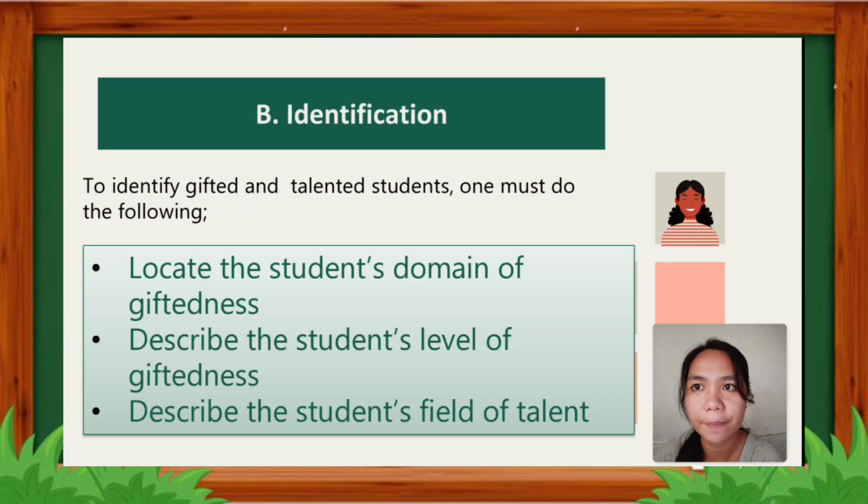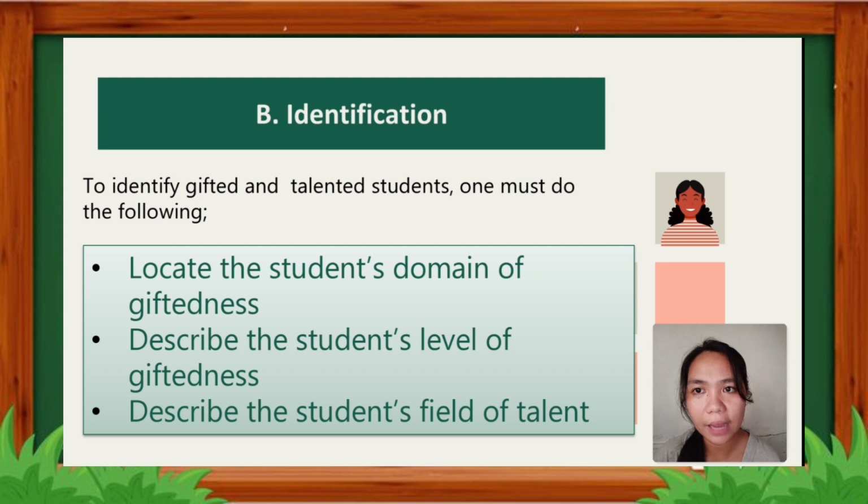Next is the identification. To identify the gifted and talented students, one must do the following. First is to locate the student's domain of giftedness. The domains of giftedness are, for example, intellectual, academic, creative, leadership, and artistic. So we should locate those domains of giftedness of the students.